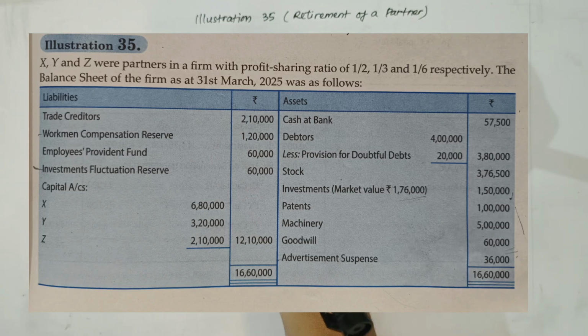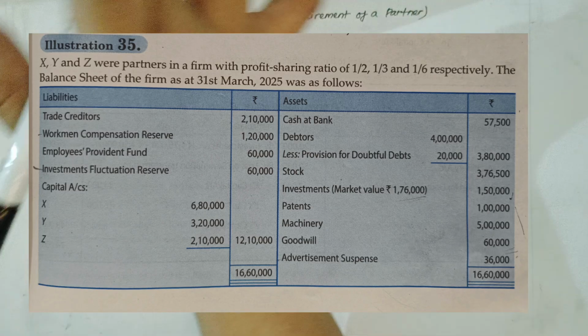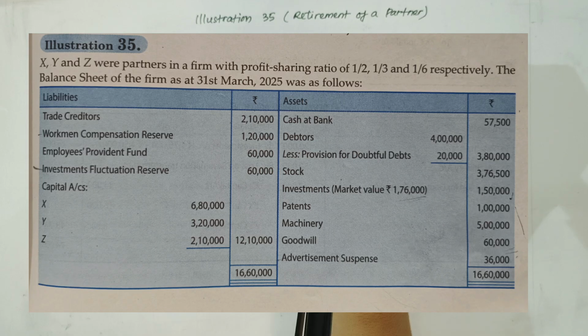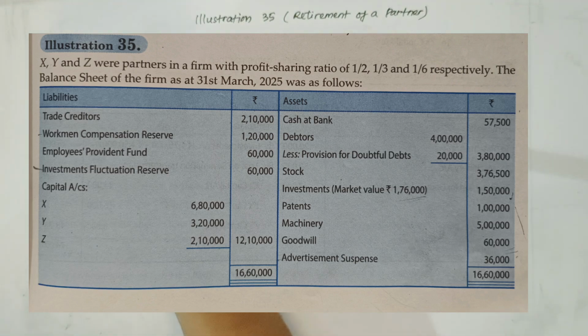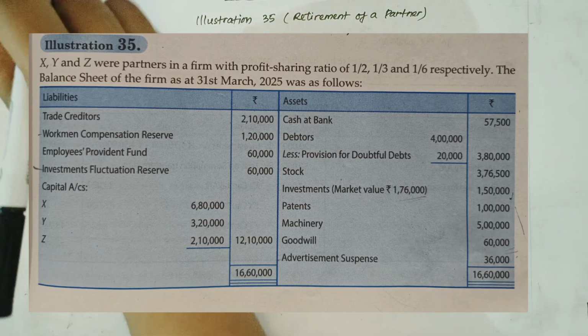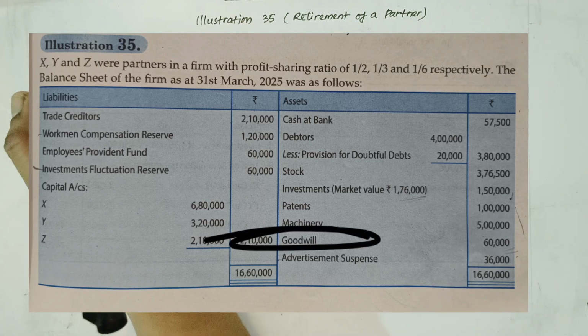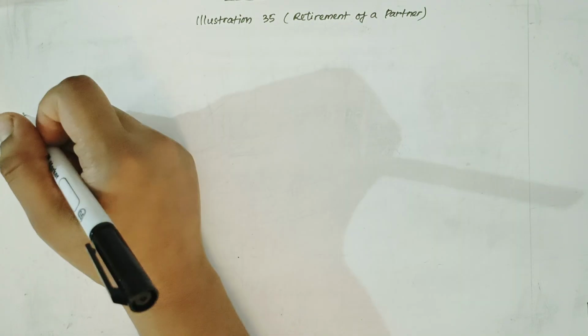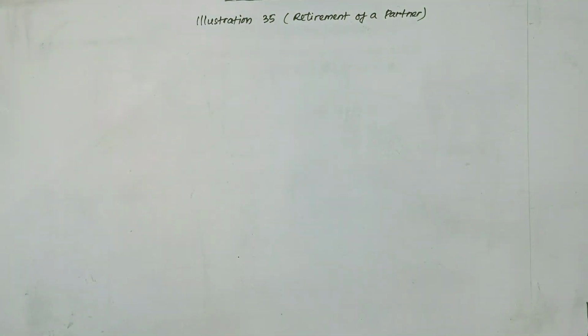The balance sheet of the firm is given and we are asked to prepare journal entries for the treatment of goodwill. We have to prepare revaluation account, partners capital account and balance sheet of X and Y after Z's retirement. First, let's show the journal entries for treatment of goodwill. You can see there is an existing goodwill in the balance sheet. It has to be distributed among the partners in the old profit sharing ratio.